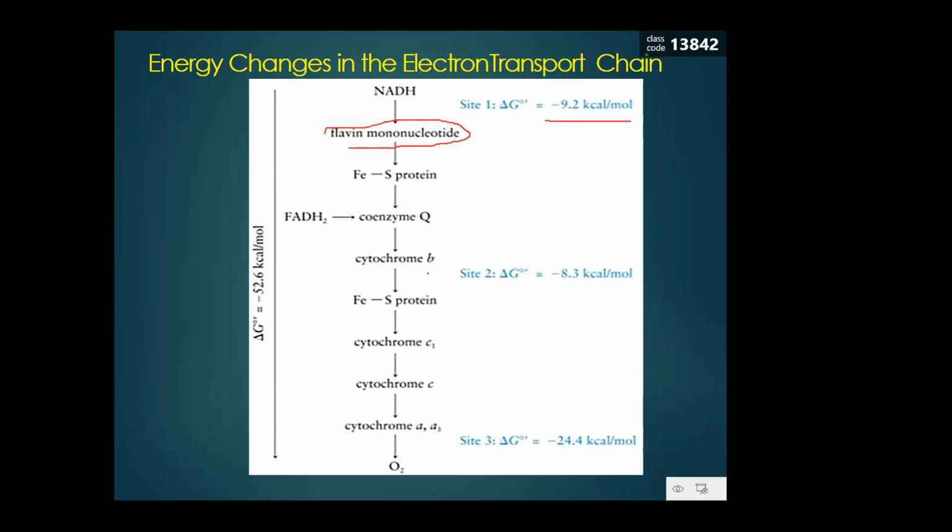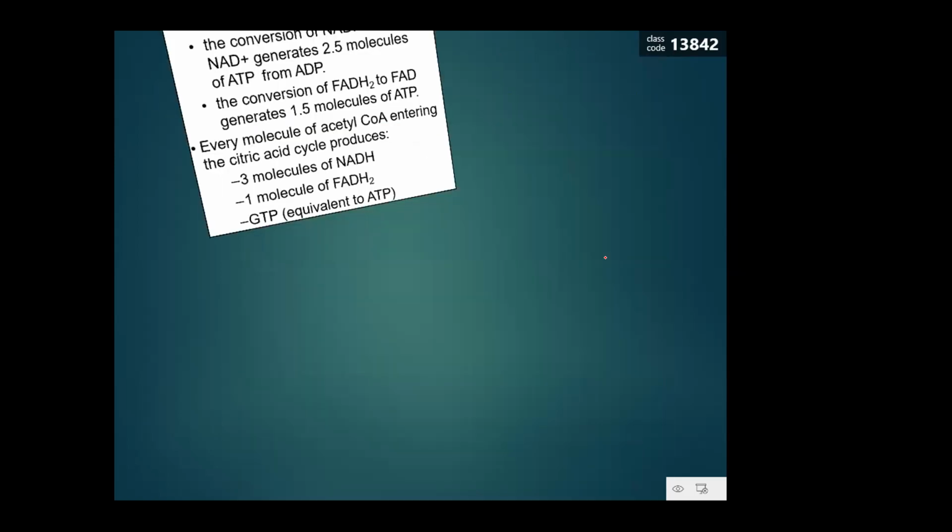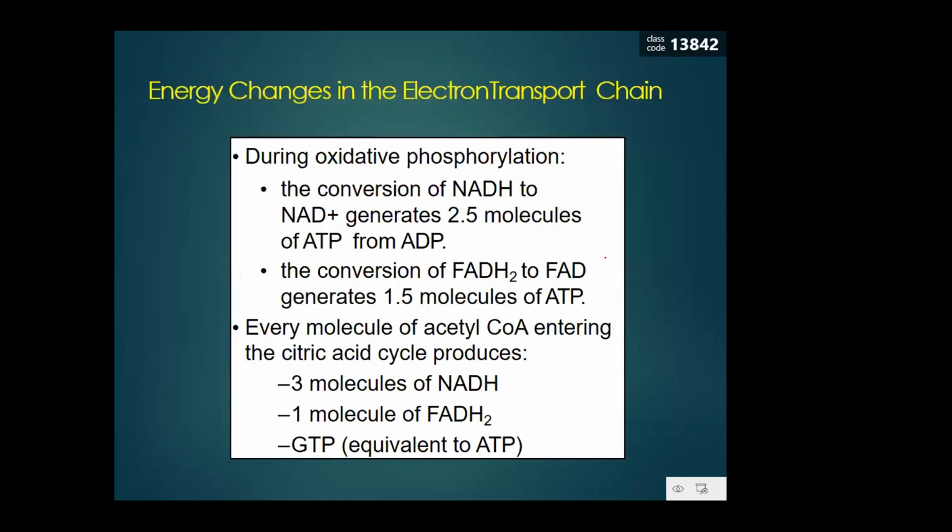Dito naman, from cytochrome B to iron sulfur protein, produce ka ng negative 8.3. Dito naman sa cytochrome AA3, produce ka ng negative 24.4. So yung total energy niyan is 52.6. Doon nakuha yung 52.6. So yung ibang energy dyan, it will be conserved, it will be stored in the form of ATP.